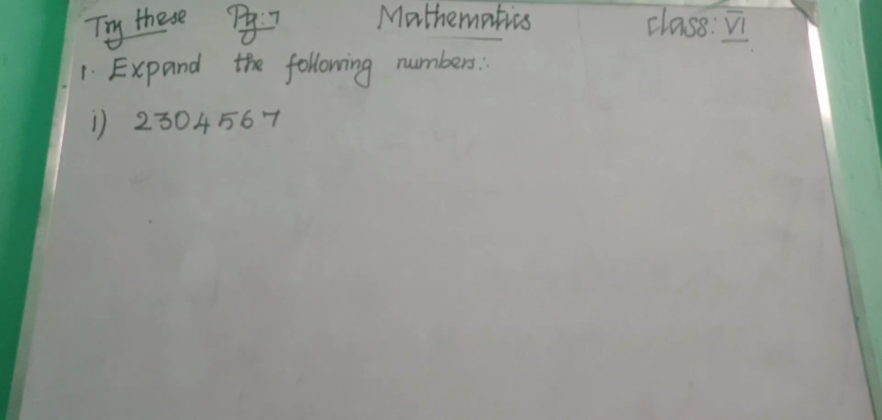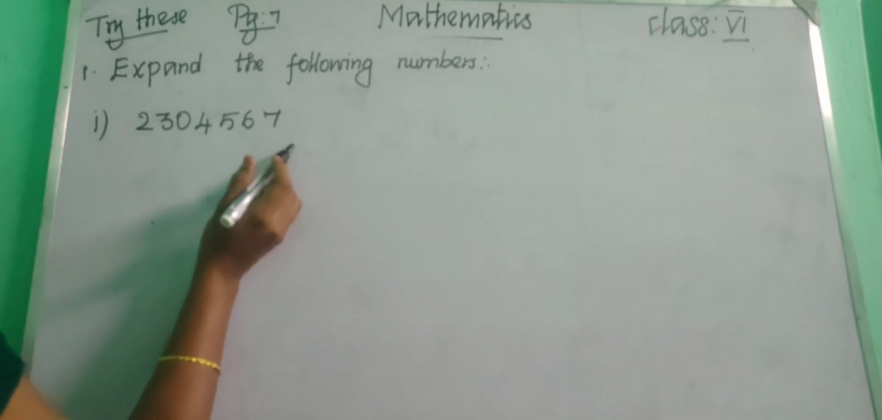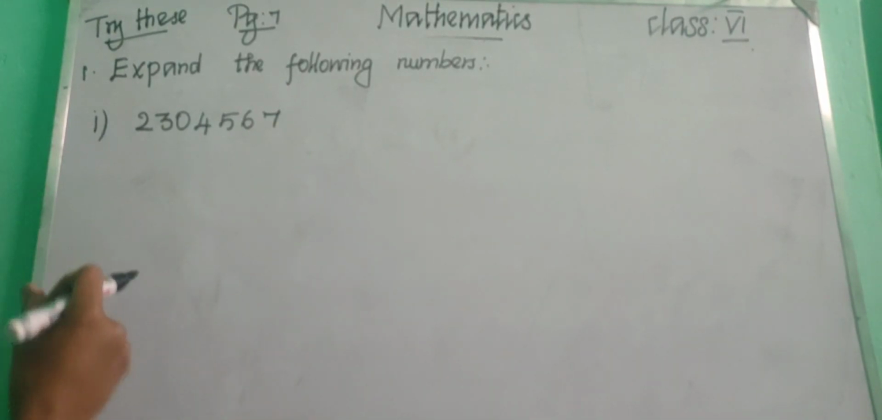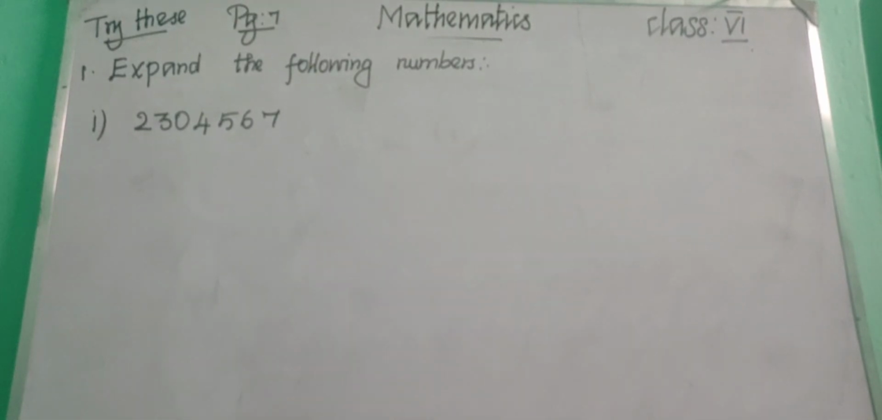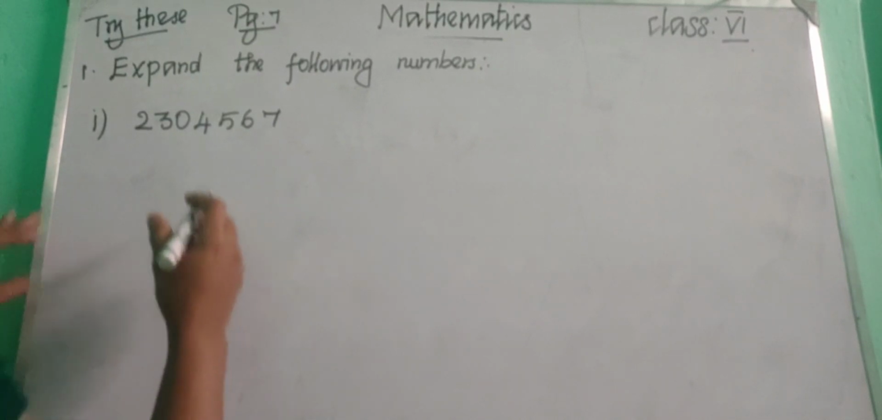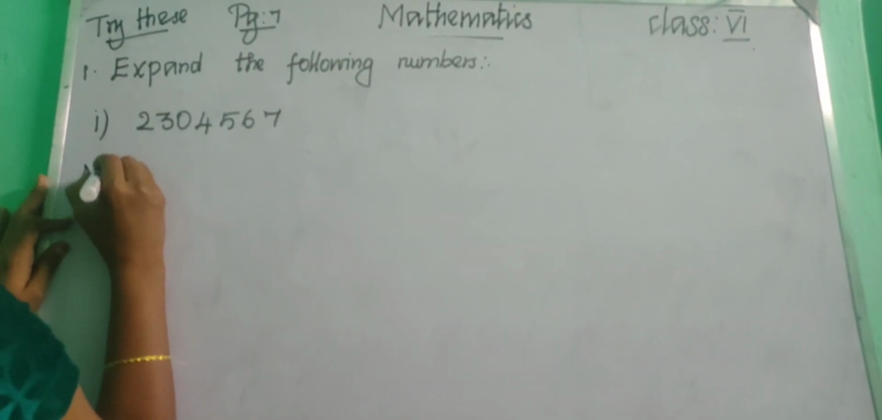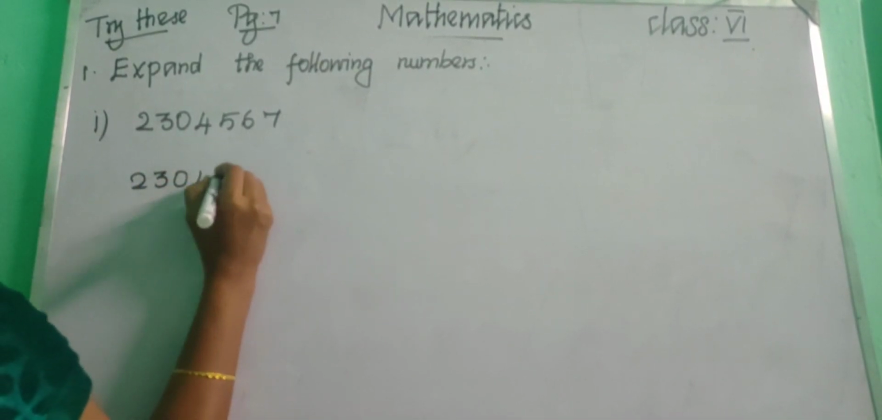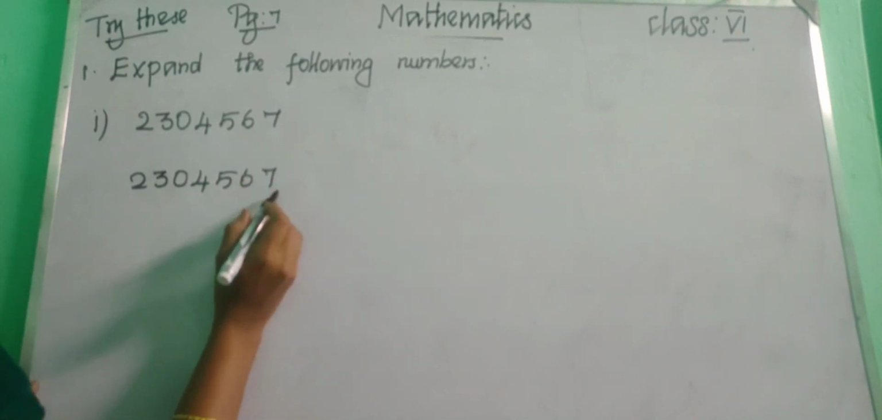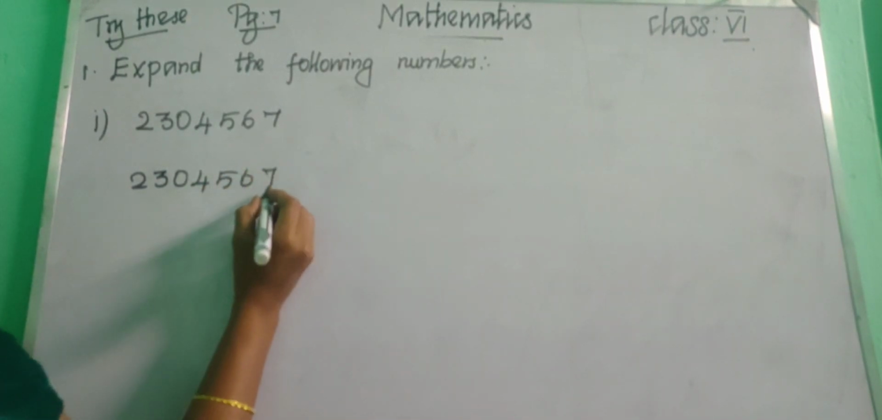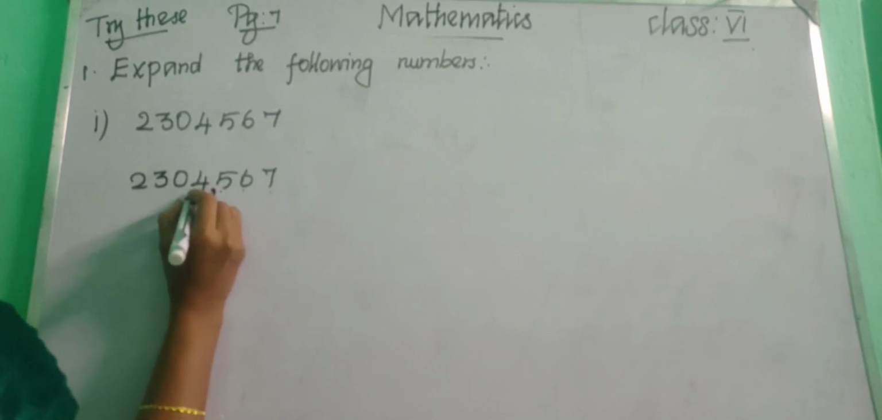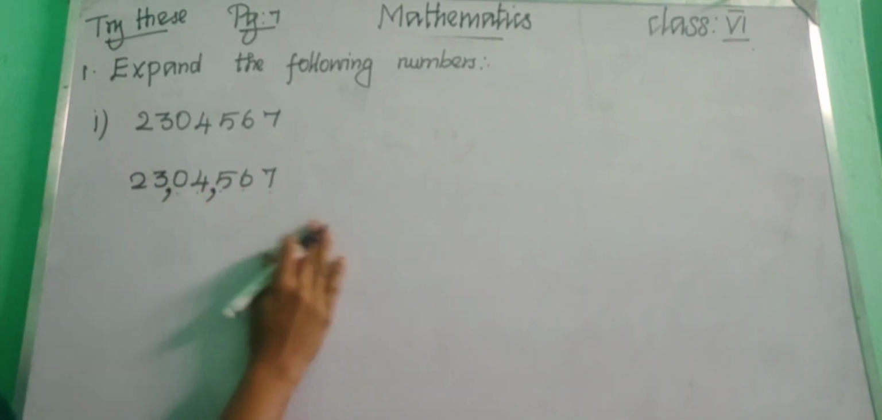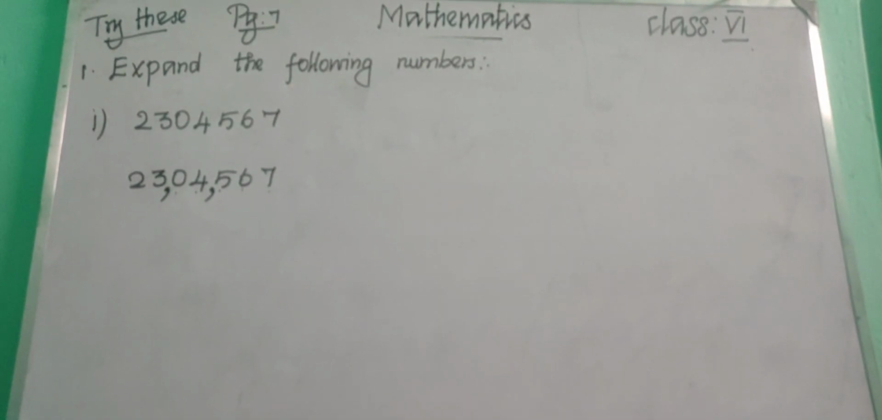The number we are having is this: 2, 3, 0, 4, 5, 6, 7. First of all, we need to insert the comma, right? So in this numeral, we need to insert the comma. First of all, what we need to do? Write the number: 2, 3, 0, 4, 5, 6, 7. First, we need to count from right to left. So 1, 2, 3, put a comma. And then 1, 2, and then put a comma. So we are having the digits like this. Children, and then what we need to do?